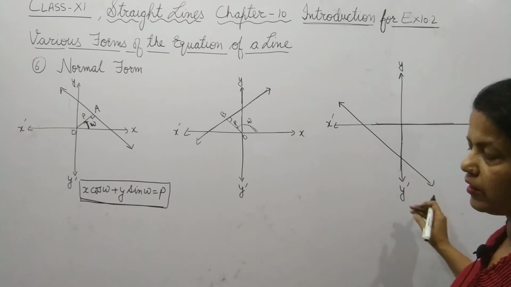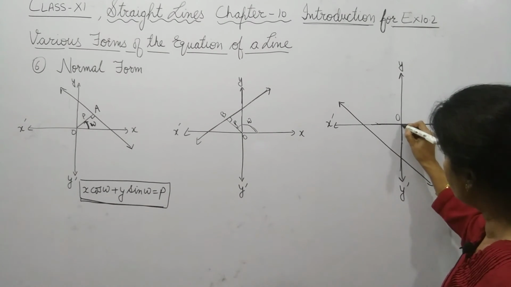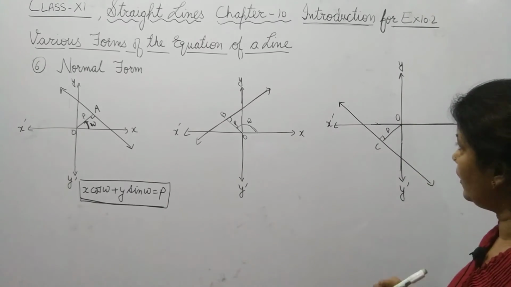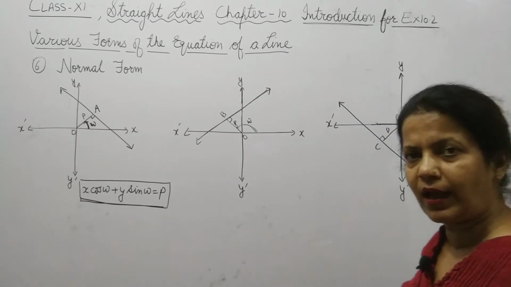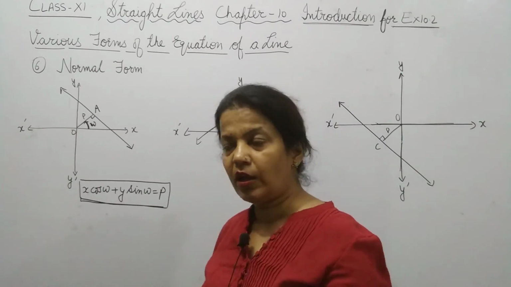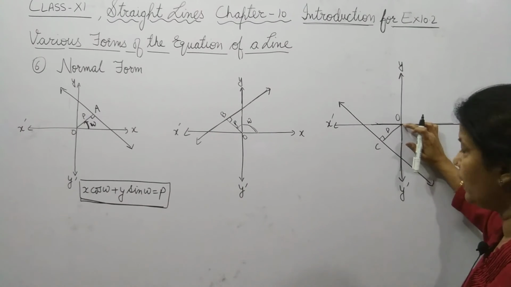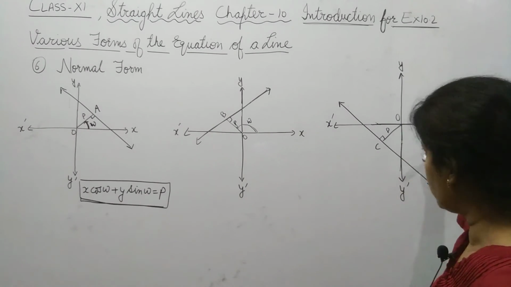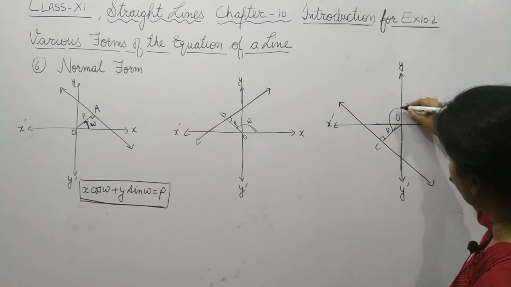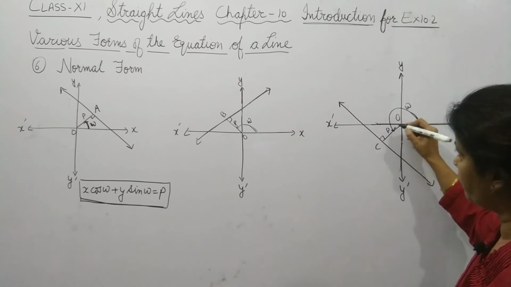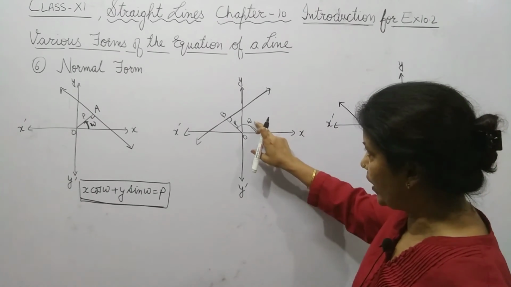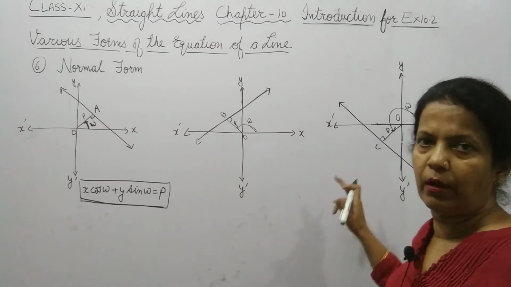Similarly, if this is the case and from the origin the distance is p, let this point be B, the perpendicular distance to the given line is p. Now, what should be omega here? This perpendicular line with the positive direction of the x-axis, meaning from here to here, this should be omega, measured anti-clockwise. So, you have to be very careful while taking the value of omega here.